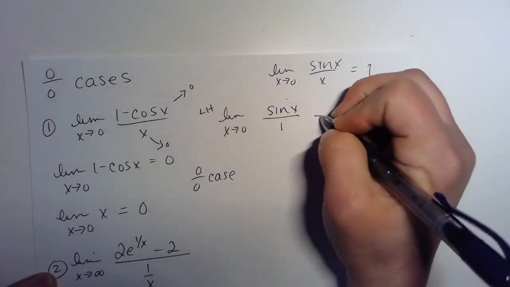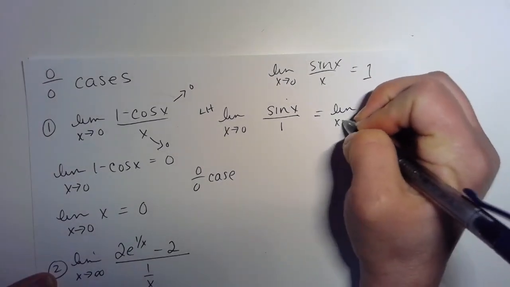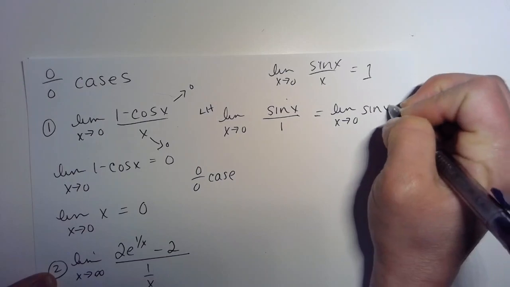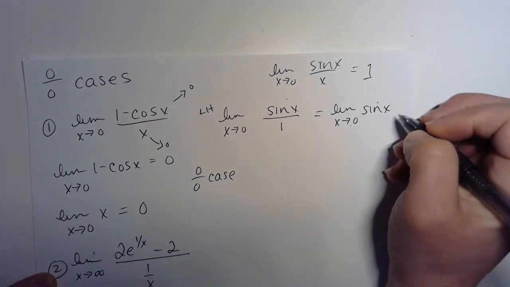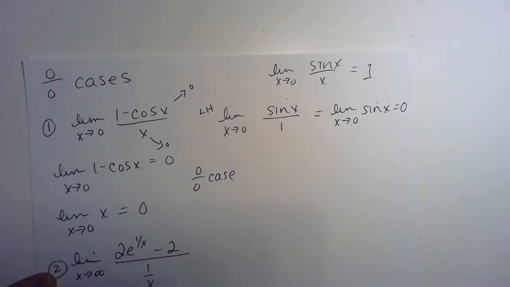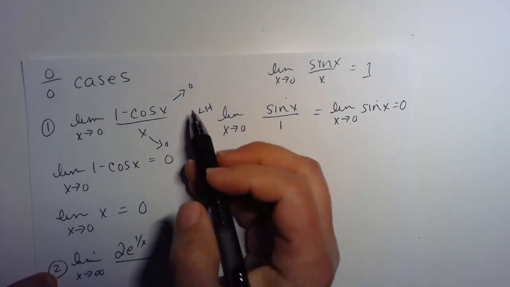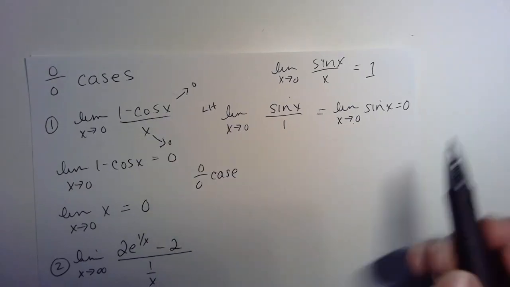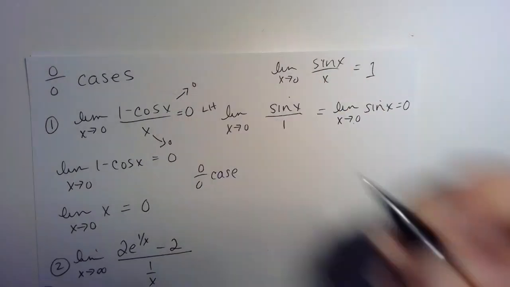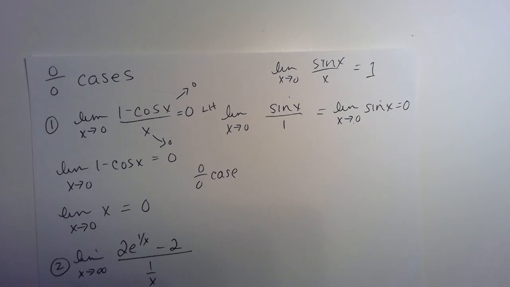So now I just have the limit as x approaches 0 of sine, and there is no reason whatsoever why I can't put the 0 in here now, and so the sine of 0 is equal to 0. That means I just essentially proved what we were memorizing before, that this was equal to 0. Right, so this limit is equal to 0. We used L'Hopital's rule to show it.